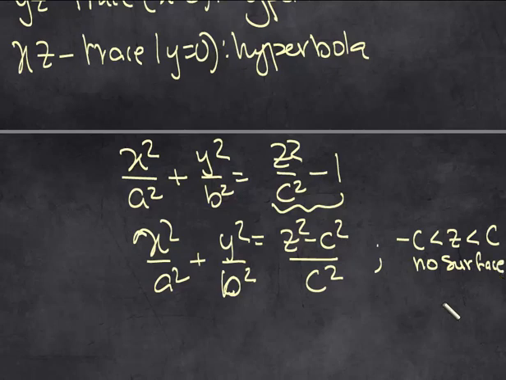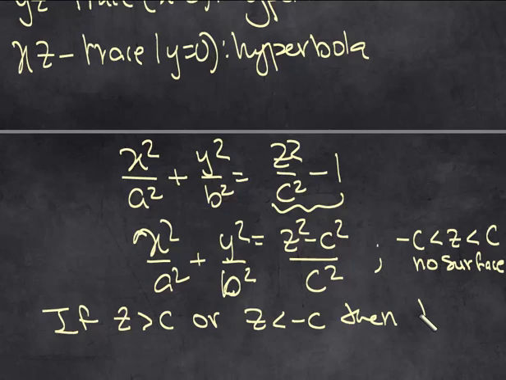But will we get surfaces for everything else? We will, right? We should get a surface for, if z is bigger than c, then this is a positive number, isn't it? Won't I get a surface then for that? What will that look like? If z is bigger than c, or if z is less than negative c, what would that look like? This would be a positive number. So it will be what? An ellipse. So we can say that if z is bigger than c, or if z is less than negative c, then the trace is an ellipse.